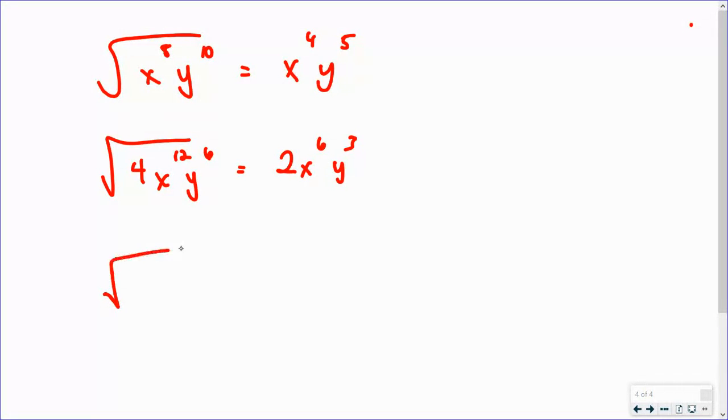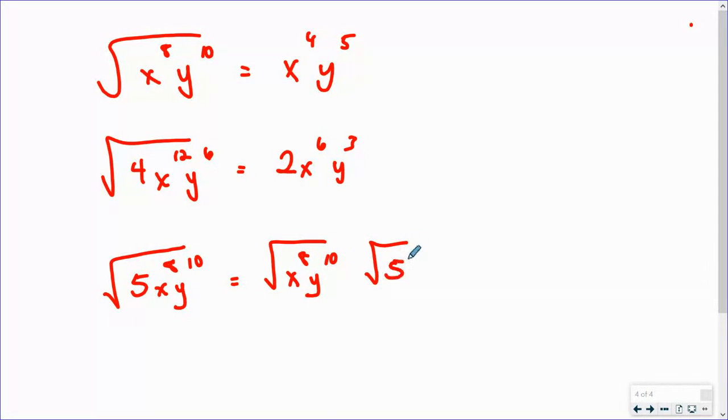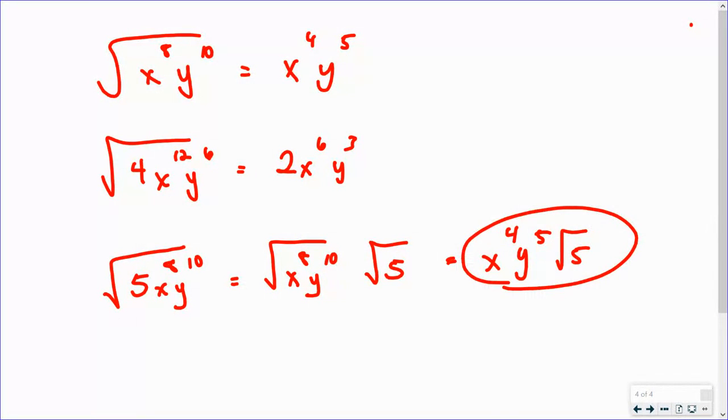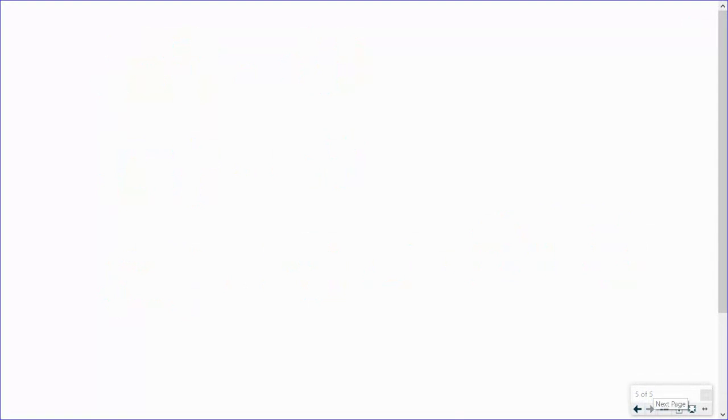What happens if, okay, I can't break down the square root of 5. So because these are even exponents, those go here, but the square root of 5 goes in the back. So this is x to the 4th, y to the 5th, square root of 5. All right, now we're starting to roll a little bit.